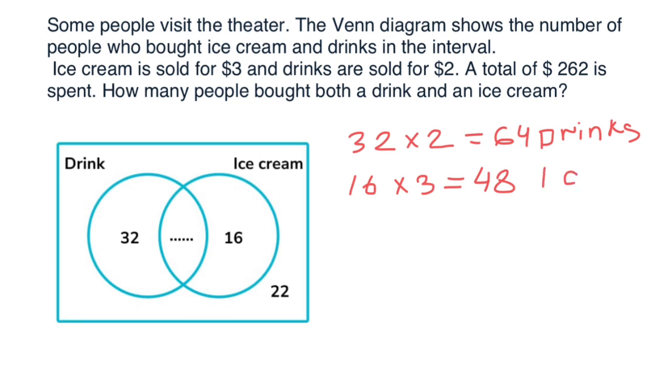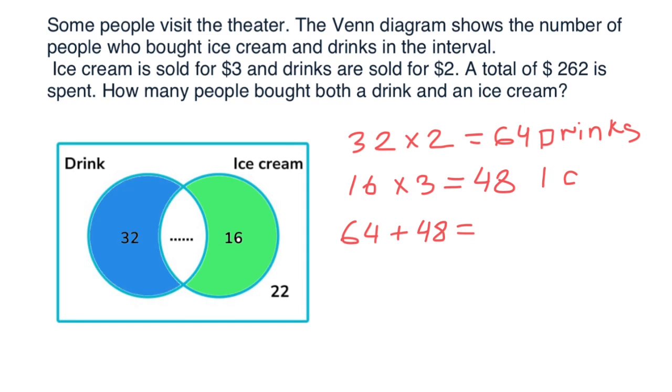Next, let's add 64 and 48. So we will know how much money was spent on ice cream and drinks. And this is going to be 112. So this number tells us that $112 were spent by people who only bought drink or ice cream.